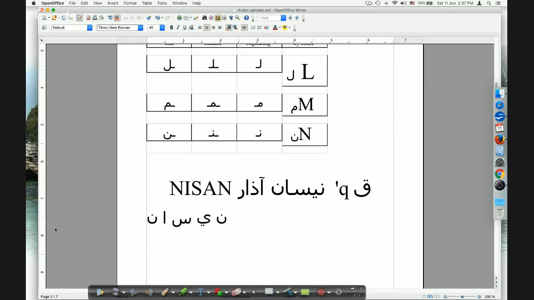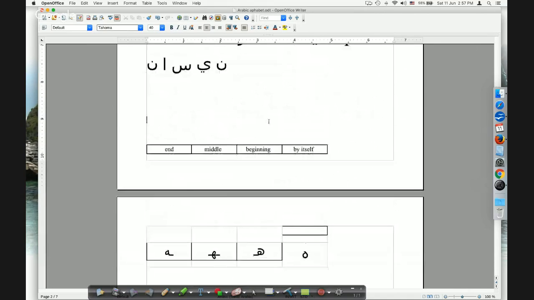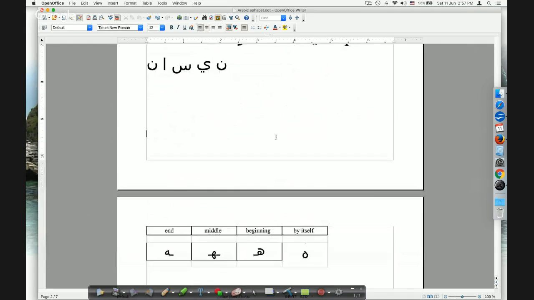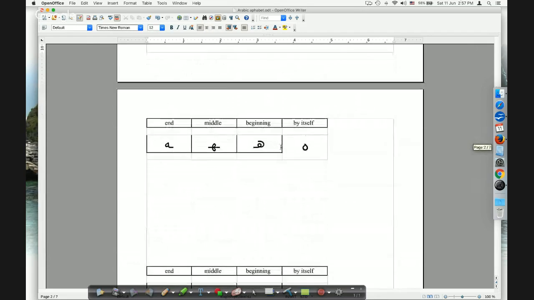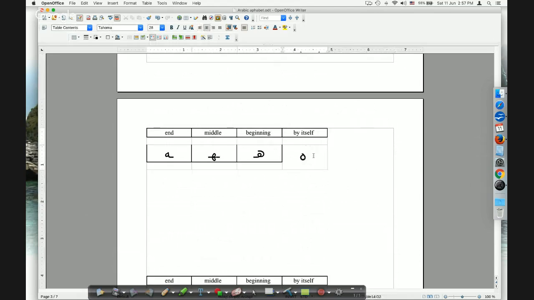All right. So we have no questions. Okay, now we go back, we go down to the last few more letters, and we are almost done with the alphabet. This is the letter Ha. Ha simply is the same as H. You know, H, Ha.